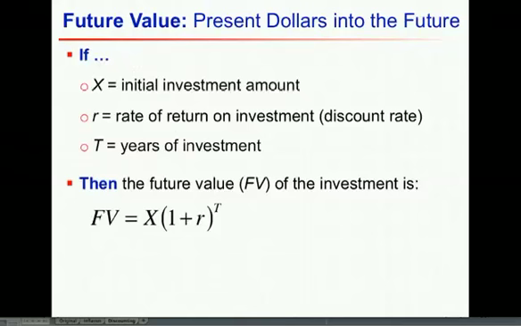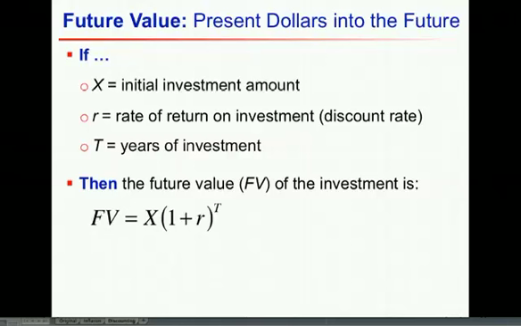So mathematically, more generally, if X is the initial investment amount, and R is the rate of return on investment, in other words, the discount rate, your opportunity cost of money, and T is the years of investment, then the future value of the investment is going to be larger than the present value. So it's going to be X times 1 plus R raised to the power of T, where T is the years of investment. And that's the formula for the future value.